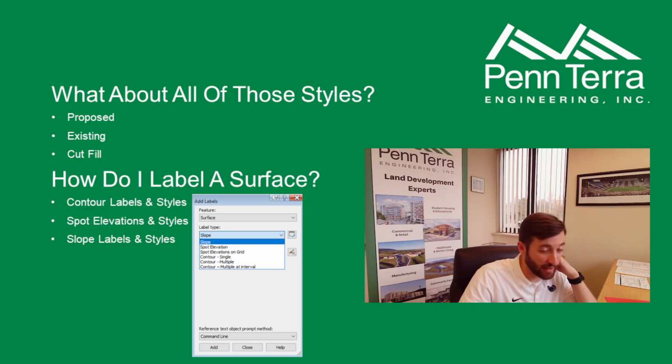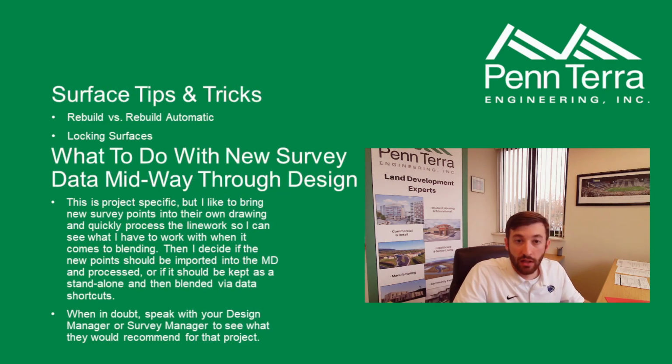And then, okay, how do I label a surface? The major ways that we normally label surfaces are with contour labels, spot elevations, and slope labels, which we're going to demonstrate how to do here in a minute. And then some tips and tricks.